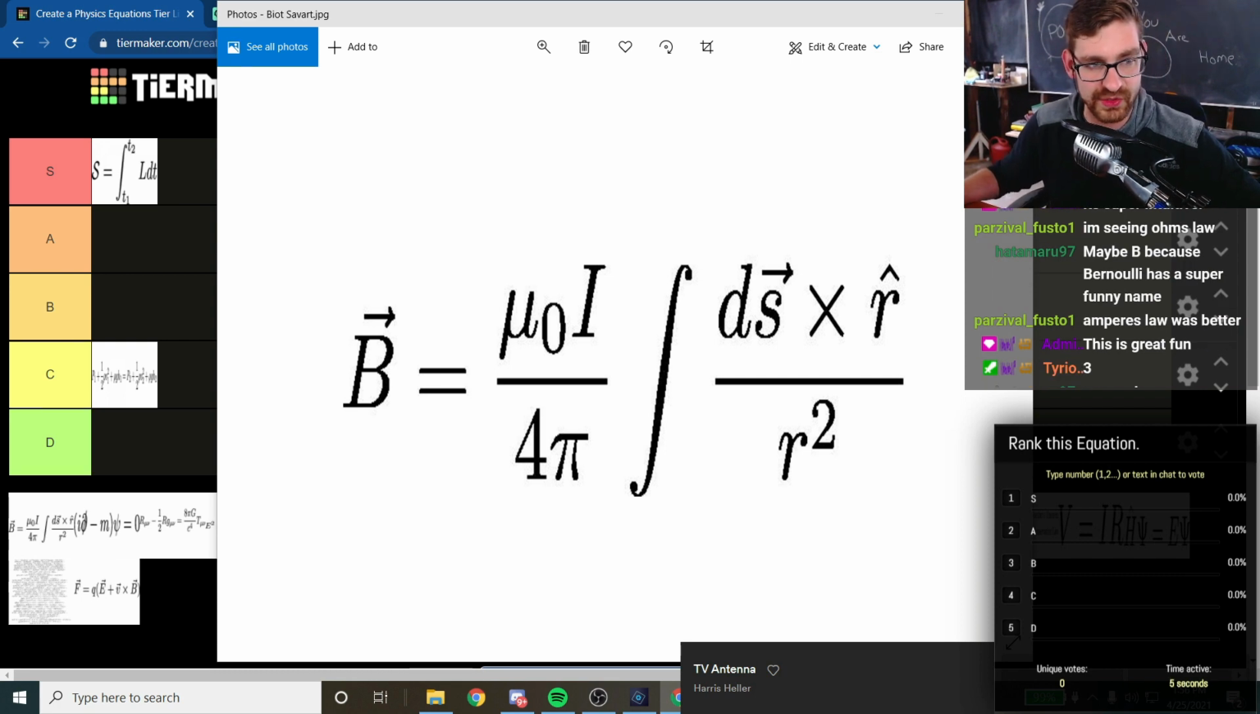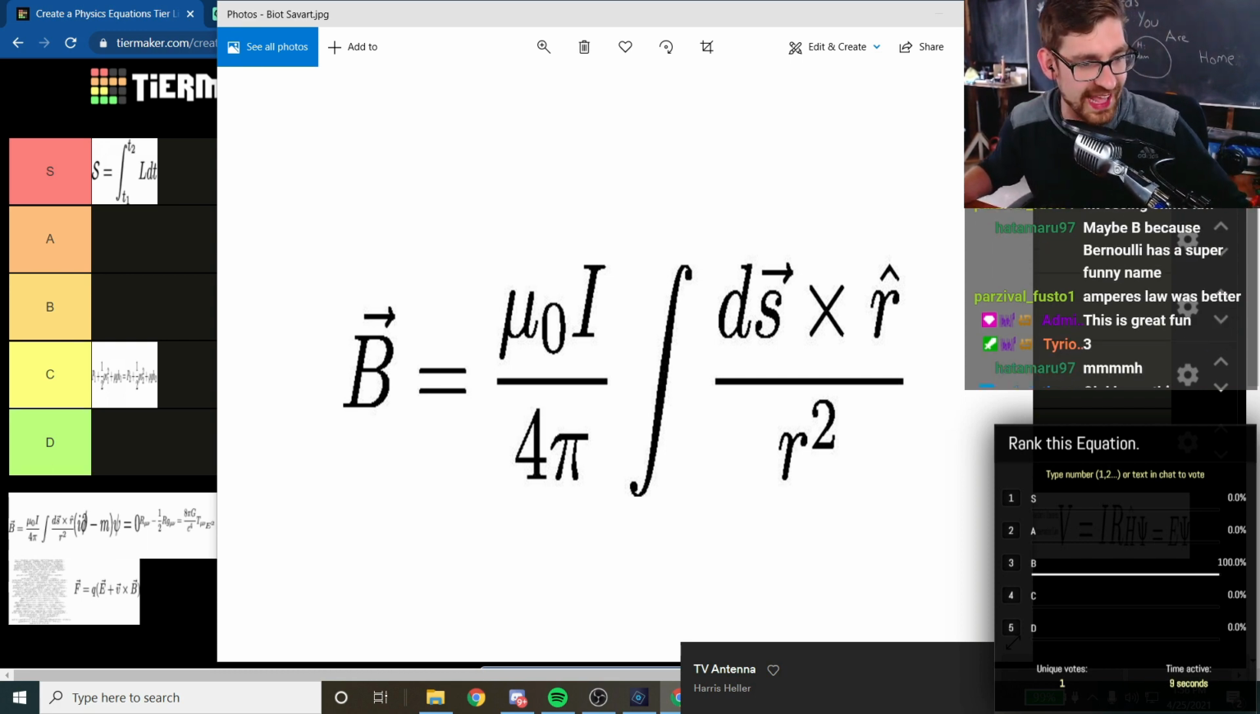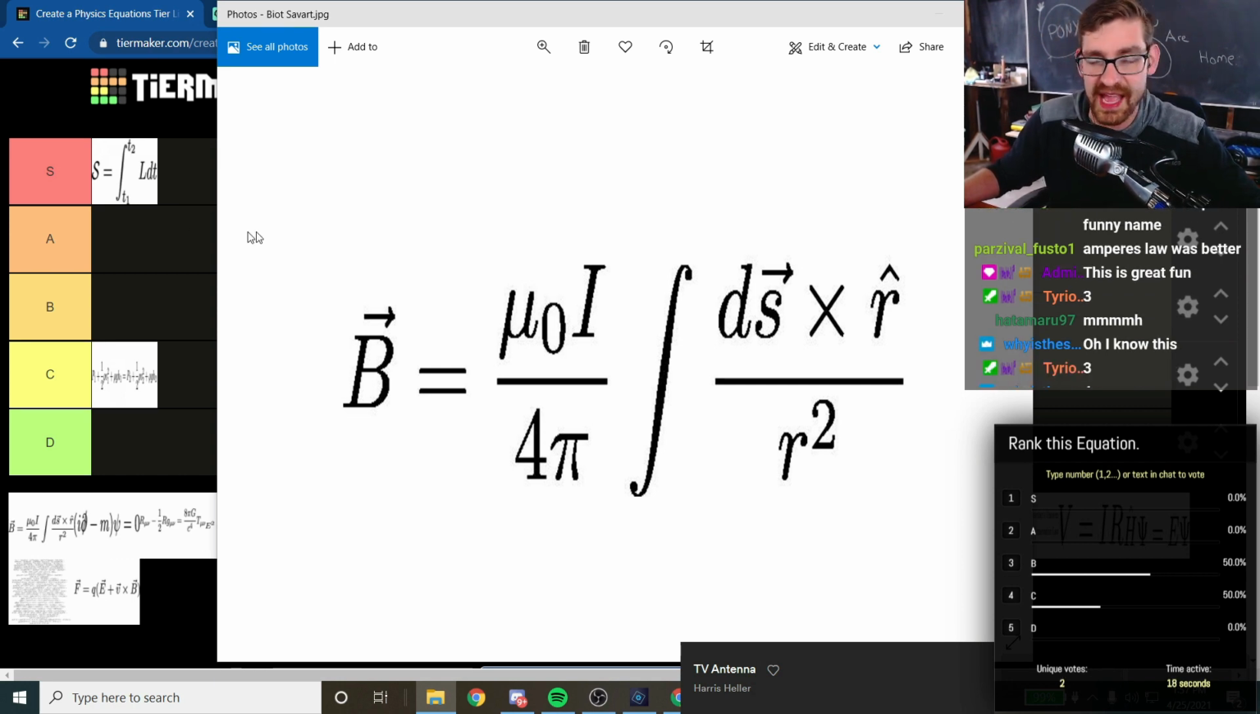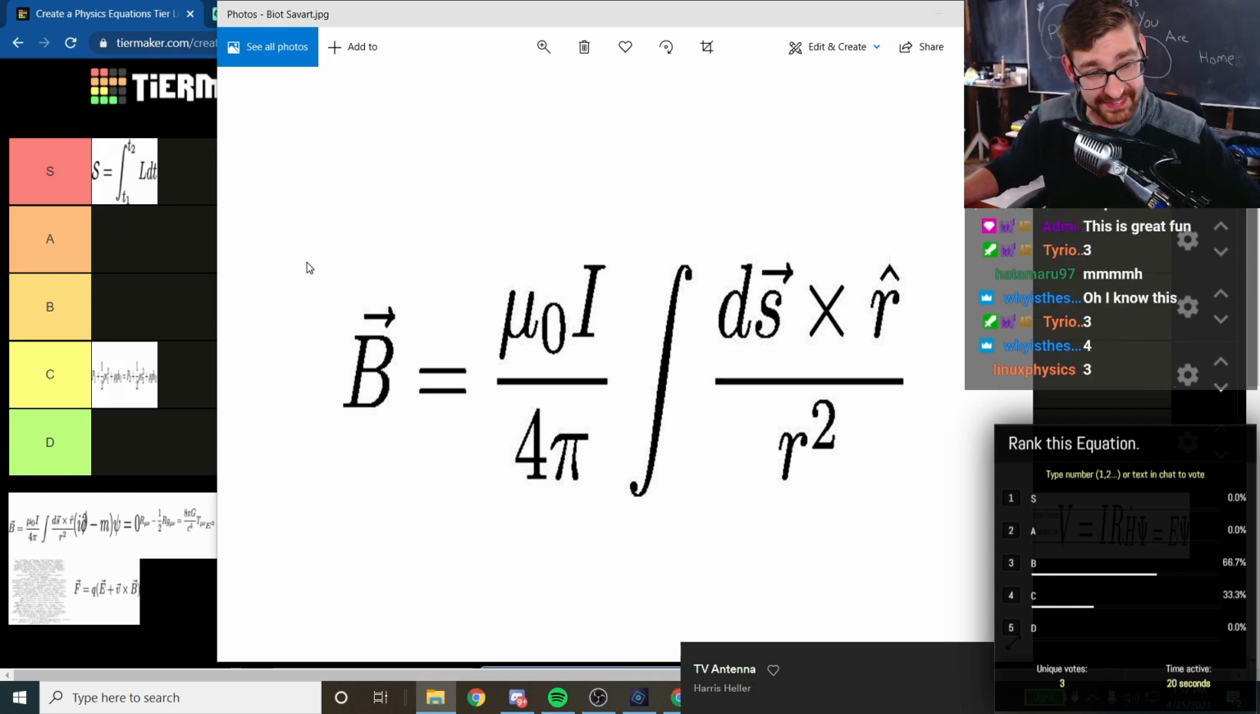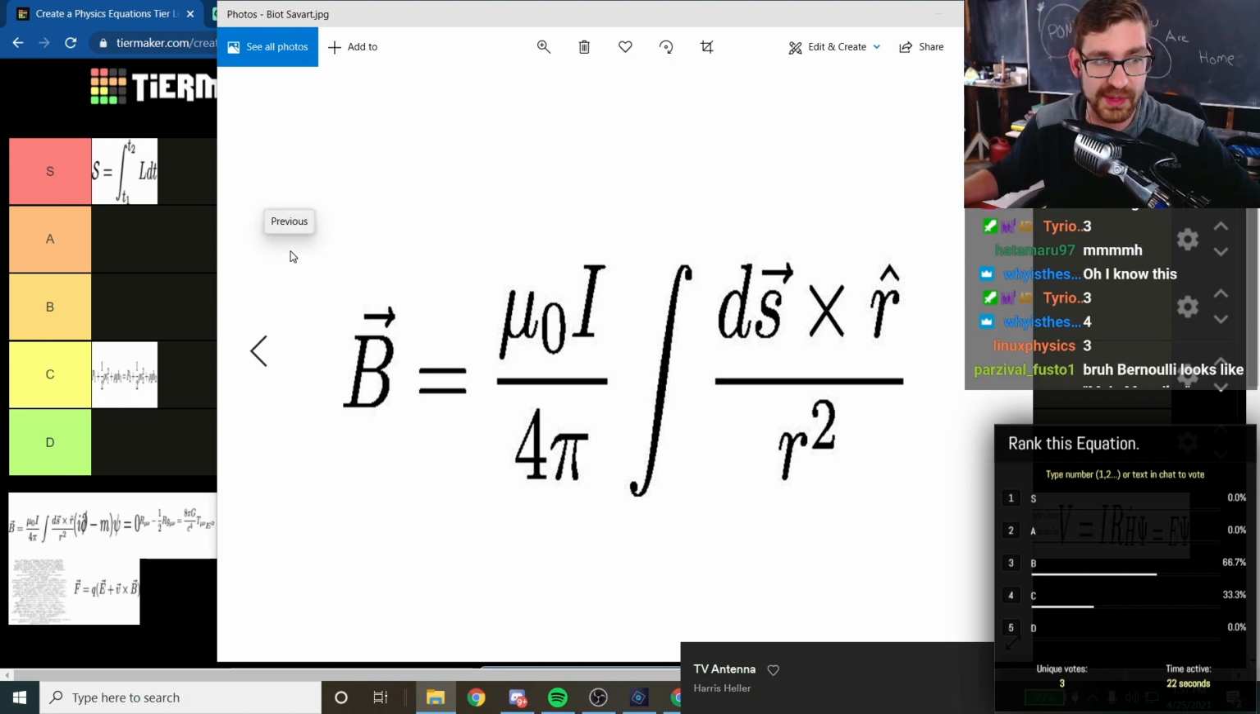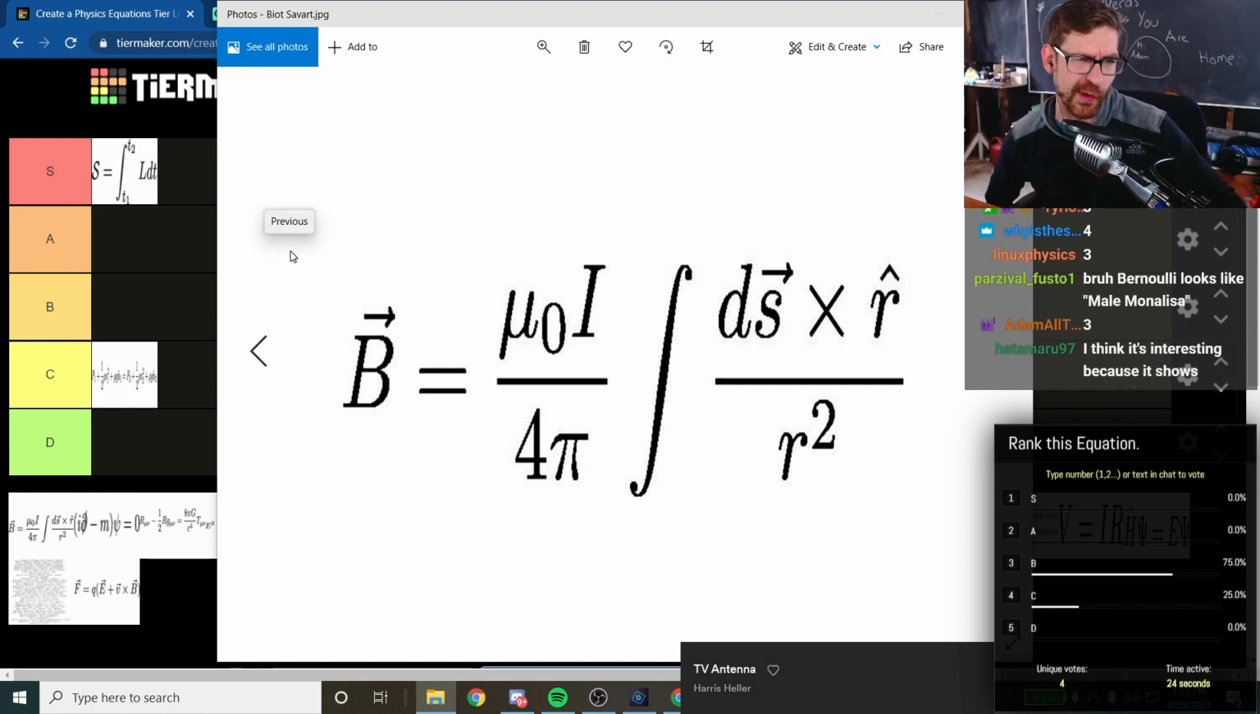Biot-Savart does have some special cases like Ampere's law. Ampere's law is a special case of Biot-Savart, and Ampere's law is highly important to a lot of the physics of magnetism. Biot-Savart can also be written in a different form with q and v instead of I and ds. We talked about that. I don't think it was last week. Maybe it was the week before.